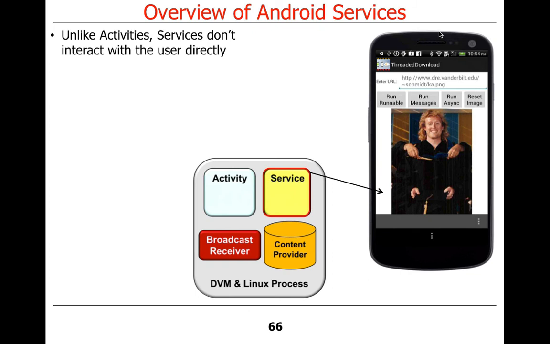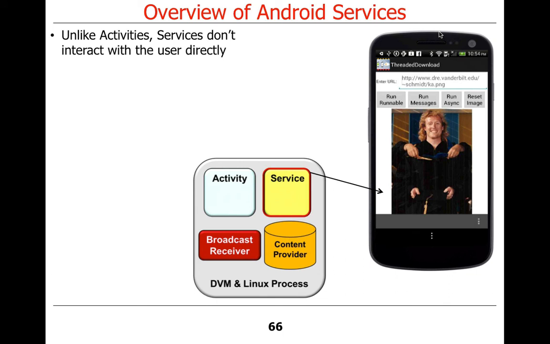So activities interact with the user. You've got experience with this now. You're able to prompt the user for input with a text view. You get the user input with an edit text. You're able to do various things, and then you're able to display the results back to the user with text views or image views or things like that.